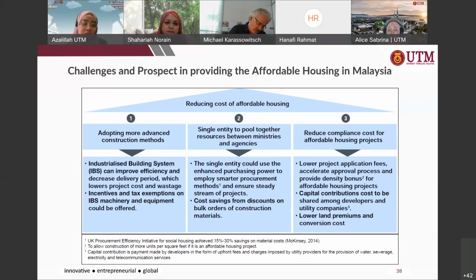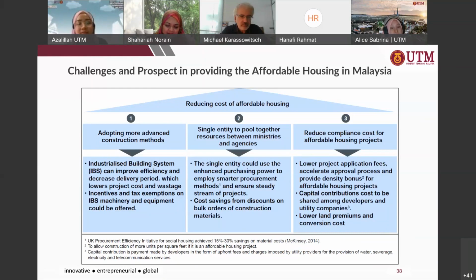So in order to reduce cost for affordable housing, we need to adopt more advanced construction methods such as IBS and so on. Also a single entity should pool together resources between the ministry and agencies. Based on my study in Malaysia, when developers build affordable housing in mass production, there are 41 fees or taxes that developers need to pay before, during, and after they complete the housing production. All these fees and taxes are added into the construction cost and passed on to the buyer. That's why house prices in Malaysia are soaring beyond the affordability of the salary and income of Malaysian citizens.